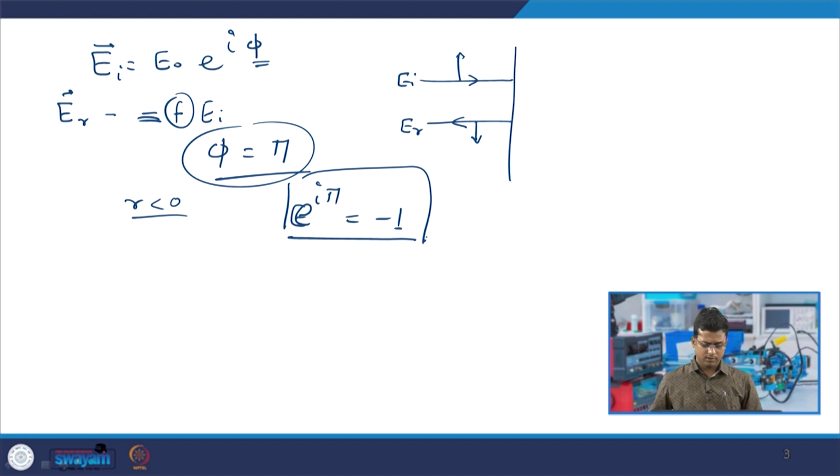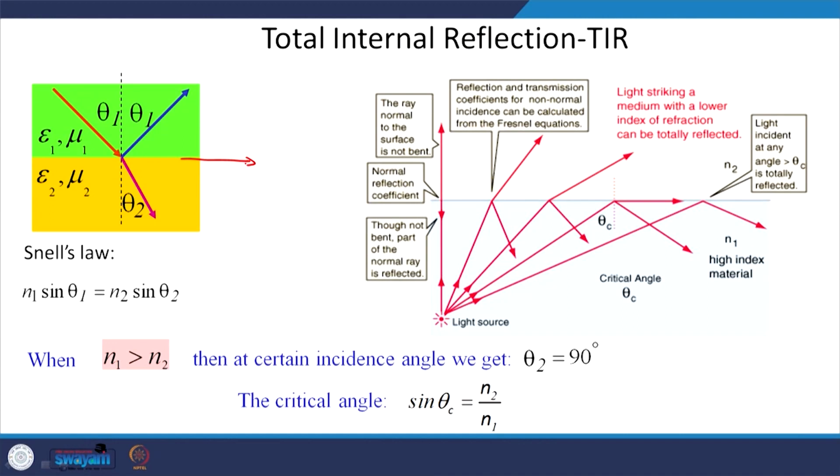So, we know until here. Now, let us see what happens when we have a medium of high refractive index and the wave moves to a medium of low refractive index. Let us say that we have an interface where a wave incident at angle theta 1 gets refracted at angle theta 2, with dielectric constants epsilon 1 mu 1 and epsilon 2 mu 2. We see in this particular picture a high index material and a low index material, and when the light source is here, a ray normal to the surface will not bend.